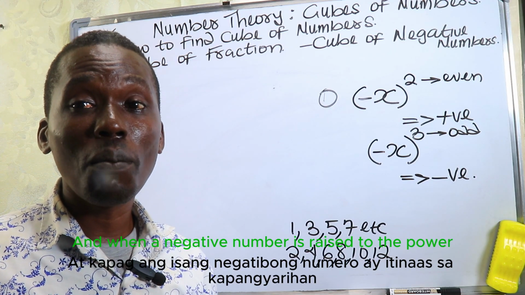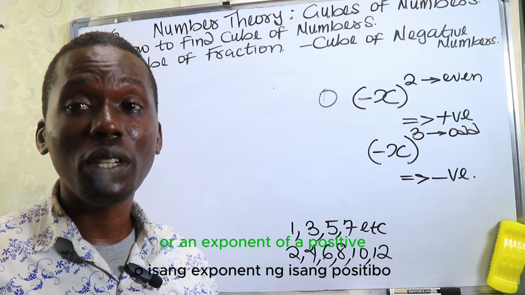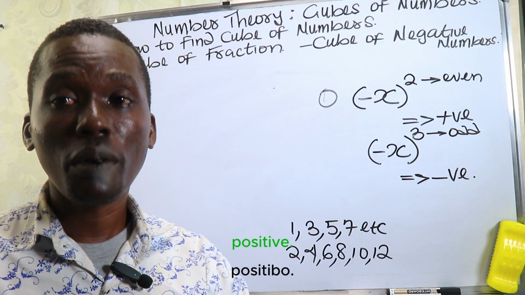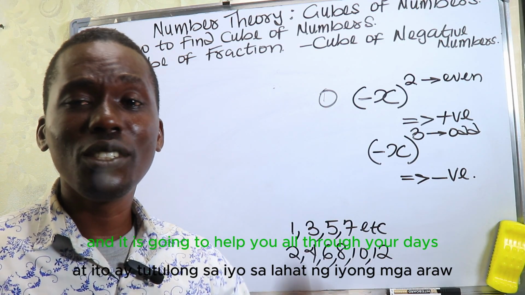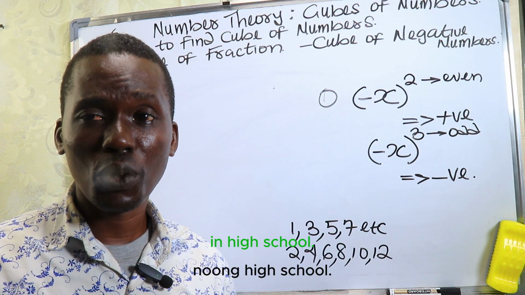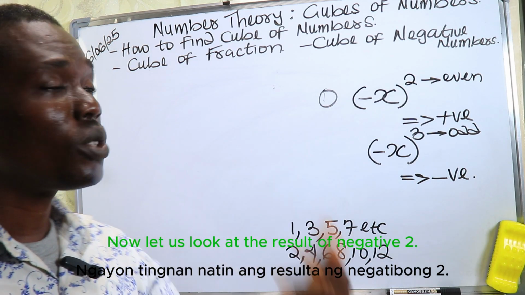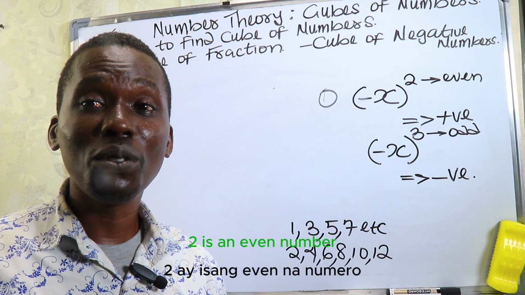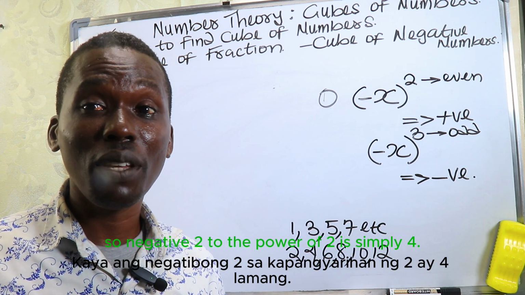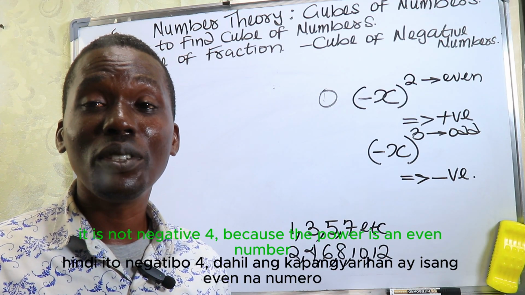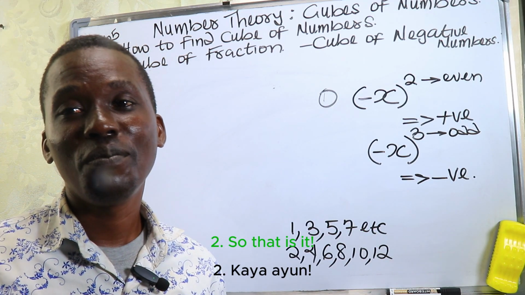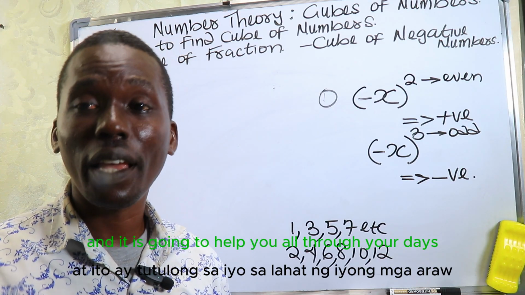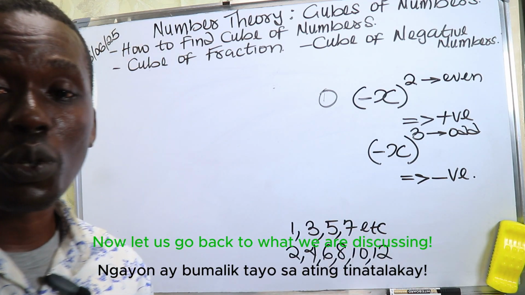And when a negative number is raised to the power or an exponent of an even number, the result will always be what? Positive. So always note this, and it's going to help you all through your days in high school. Now let's look at the result of negative 2. Let's assume we are given negative 2 to the power of 2. 2 is an even number, so negative 2 to the power of 2 is simply 4. It's not negative 4 because the power is an even number, 2. So that is it. Keep this tip close to your heart, and it's going to help you all through your days in high school. Now let's go back to what we are discussing.